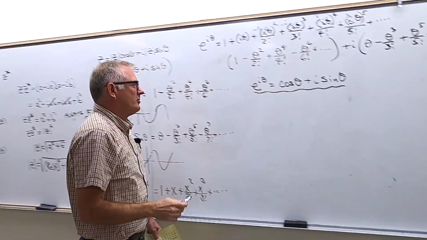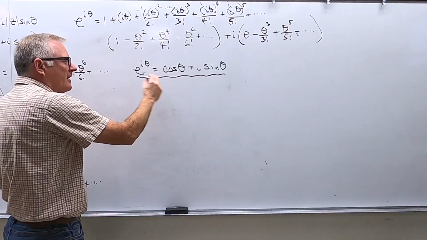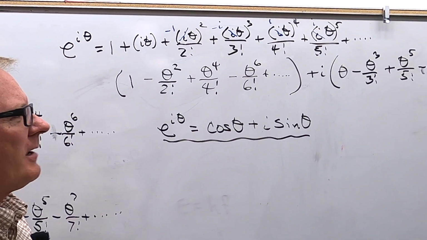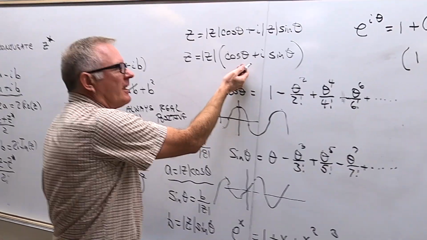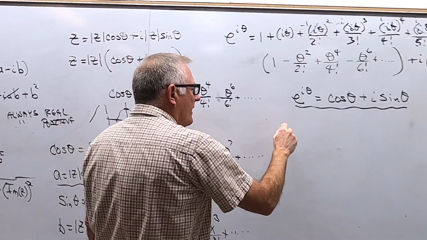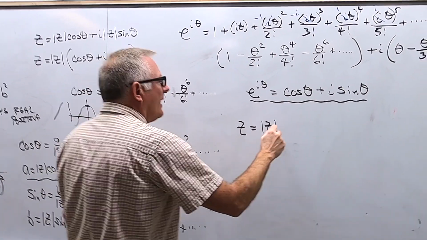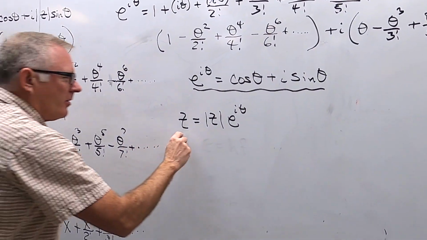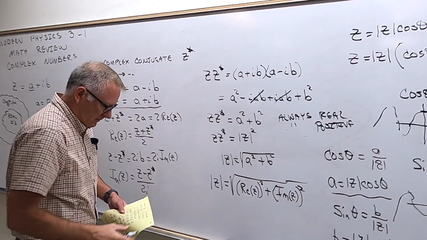Some call this the most important equation in all of math. It ties algebra to trig, but it takes a complex number to do that. Well, if we come back to here, it looks like I can write all of this as just e to the I theta. So we can write our complex number as the magnitude times e to the I theta. So that's just as good a notation as a plus I b. It's just as good.